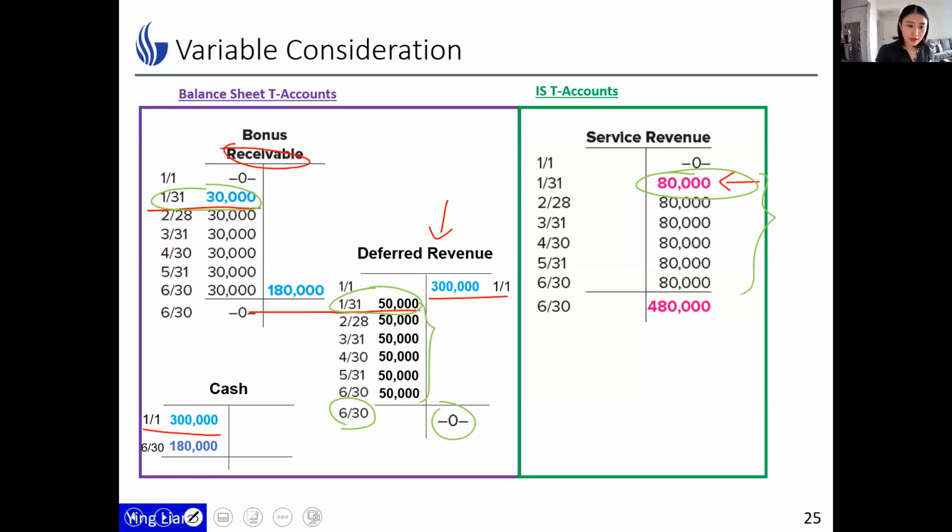Let's look at the bonus. The bonus revenue account each month by debiting $30,000, we accumulated $180,000. And when we actually achieve the target, we receive the $180,000 by cash. In that sense, I will have to debit my cash and then credit the bonus receivable. So eventually the bonus receivable account will come down to zero.